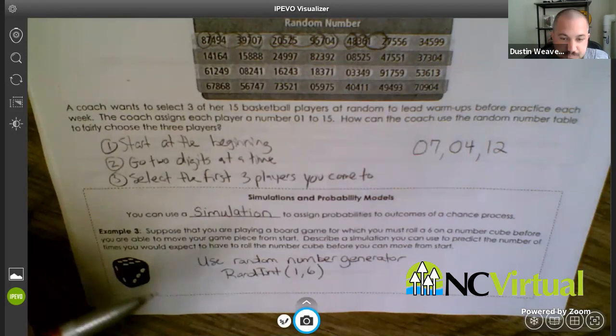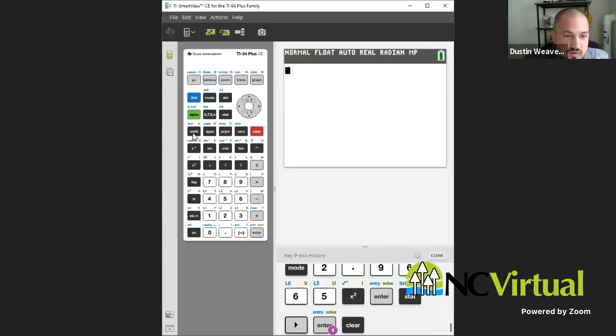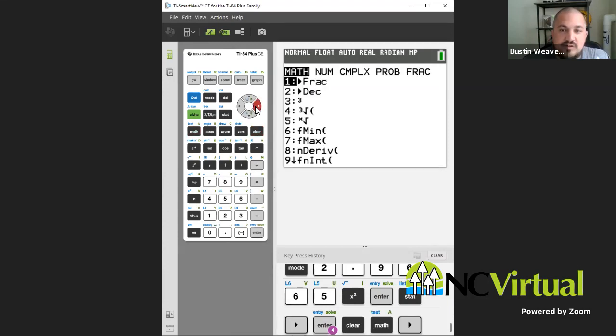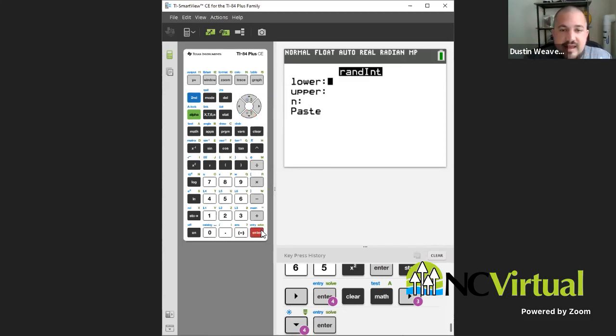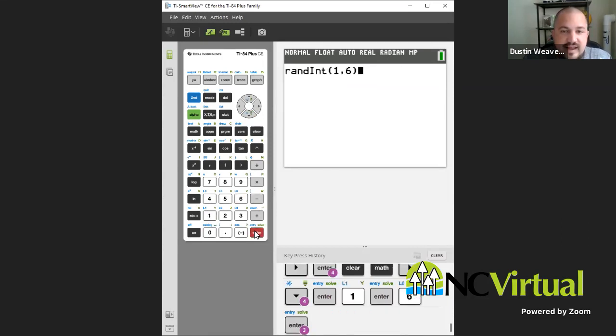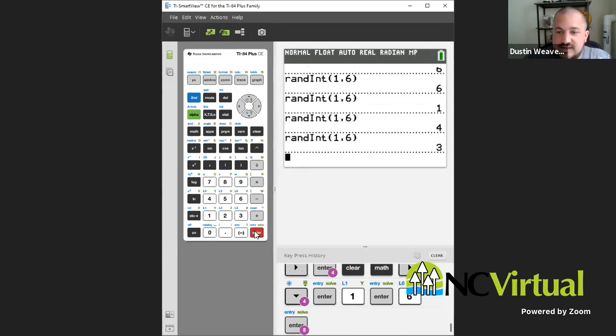So let me show you my calculator here. On the calculator, you go to math and you go over to probability, and it is number 5. It says random integer, random int. That stands for random integer. You click on that, and you say my lower is 1, that's the lowest number I want, and my upper is 6, and I can paste it. It's going to pick a random number from 1 to 6. Now, I can hit enter again, and it'll pick another random number from 1 to 6. See how I keep hitting enter? It keeps picking more random numbers.